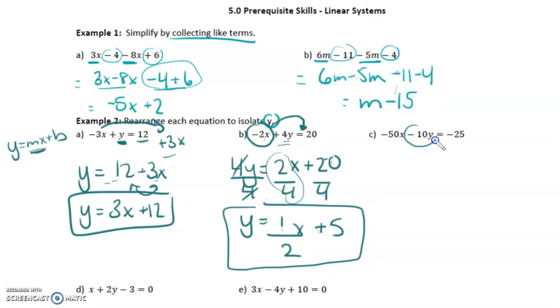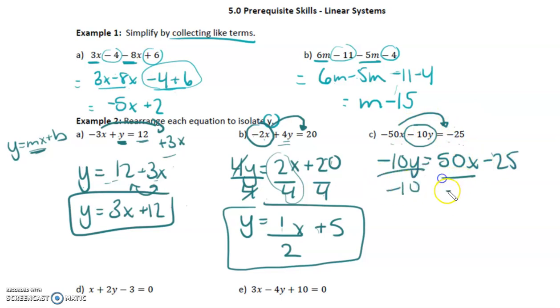Now, we have negative 10y, so let's bring over this negative 50x. Let's put it in front of the constant, though. So negative 10y equals negative 50x becomes positive 50x when you bring it over the equal sign. And we'll just bring that down, that negative 25.